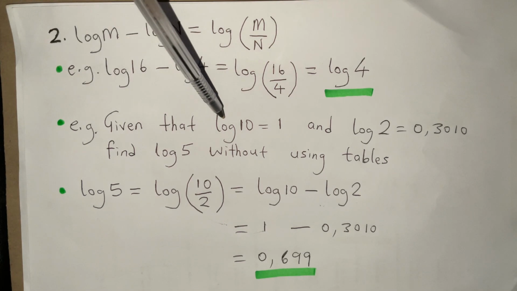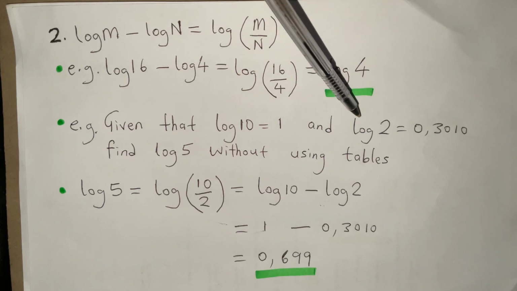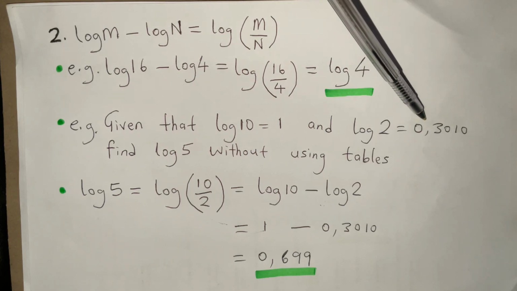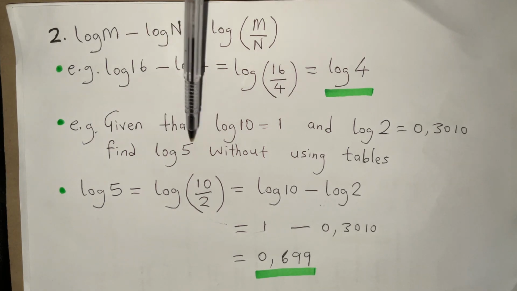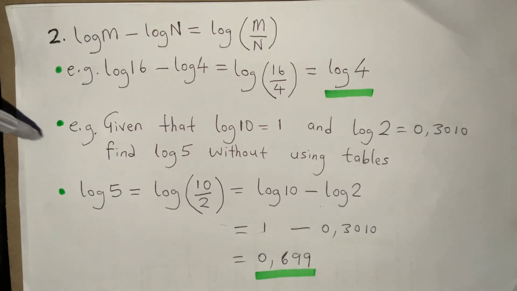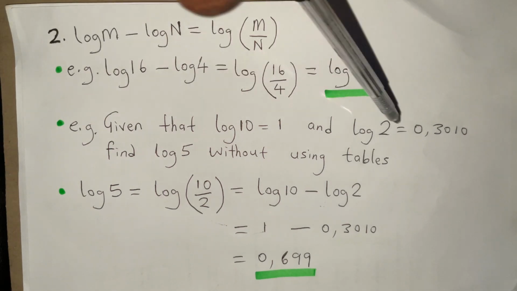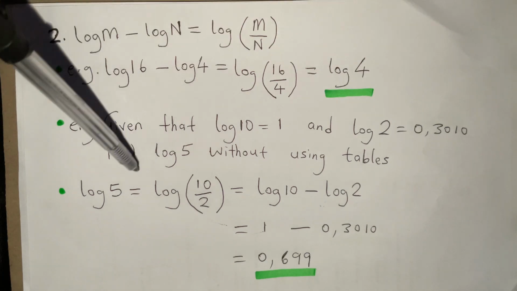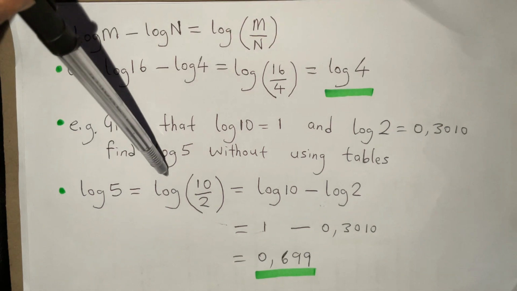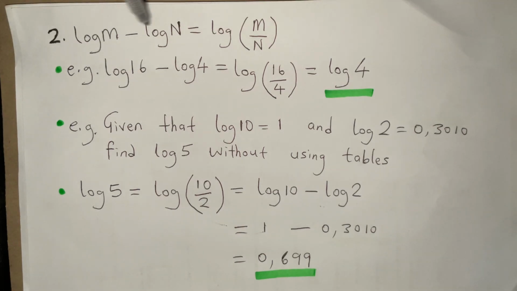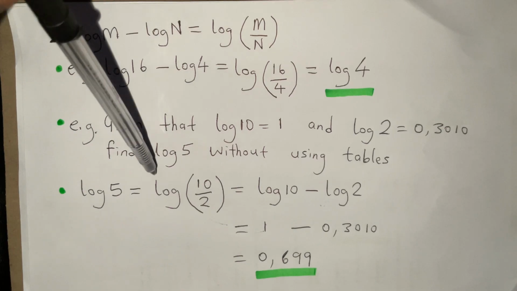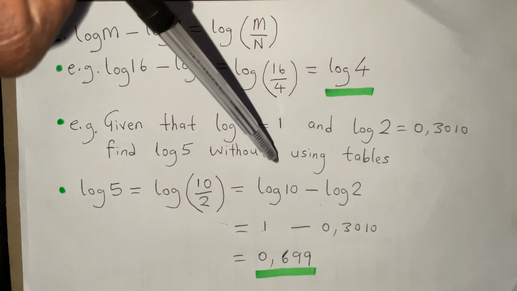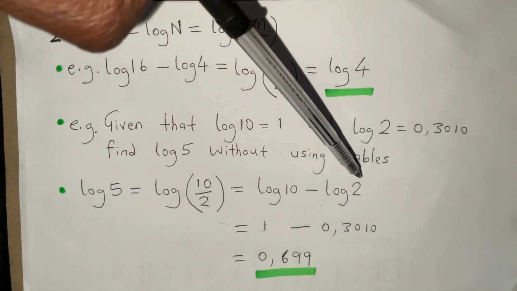Also another example, we are given that log 10 equals 1 and log 2 equals 0,3010. We want to find log 5 without using tables or a calculator. So we combine this 10 and this 2 to give us 5. Log 5 equals log 10 over 2 based on this law, log m minus log n equals log m over n. So log 5 equals log 10 over 2, which is log 10 minus log 2.